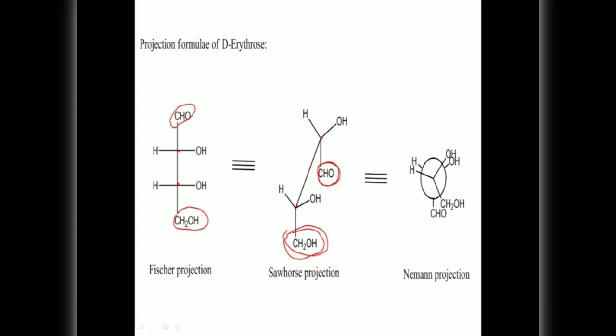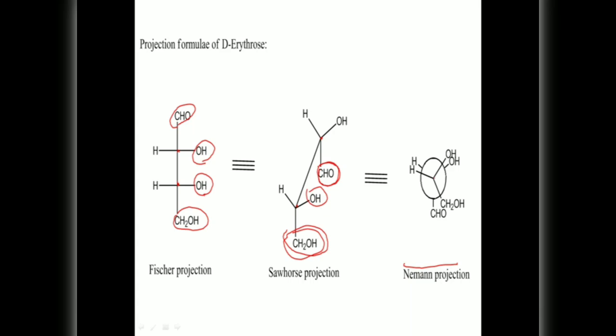CHO and CH2OH. Then the remaining groups we can write easily. That means here OH on the right side, here OH on the right side, and H on the left side and H on the left side. This is the exact Sawhorse projection formula for this 2D representation, which is nothing but the Fischer projection formula. Now, what is the Newman projection formula for this compound?